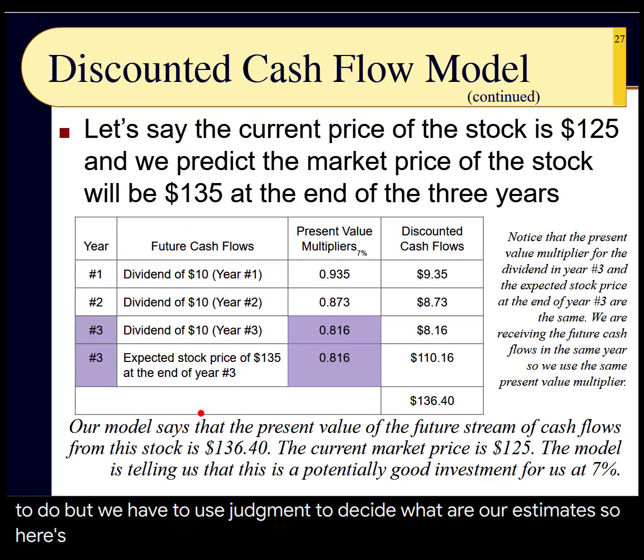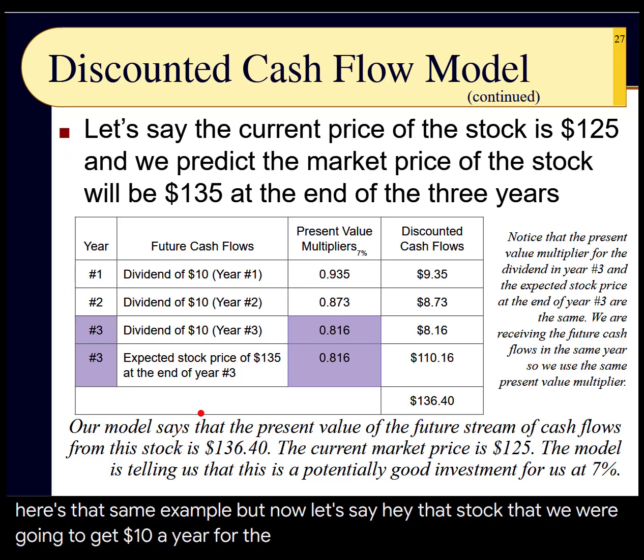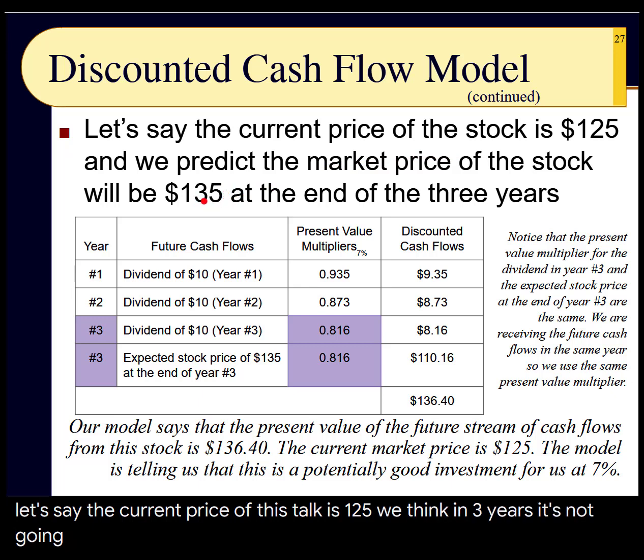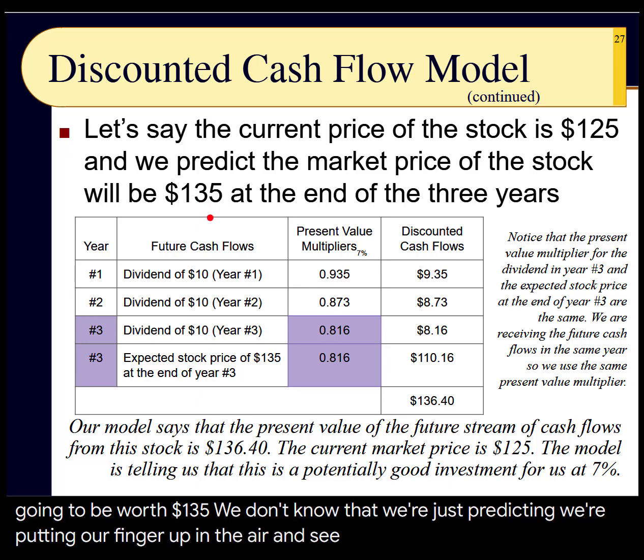So here's that same example, but now let's say that stock that we were going to get $10 a year for the next 3 years is selling for $125. So let's say the current price of the stock is $125. We think in 3 years the stock's going to be worth $135. Maybe. We don't know that. We're just predicting. We're putting our finger up in the air and seeing which way the wind blows.